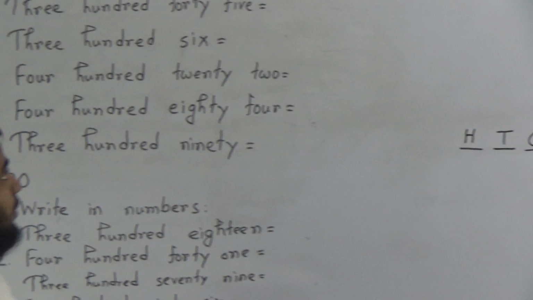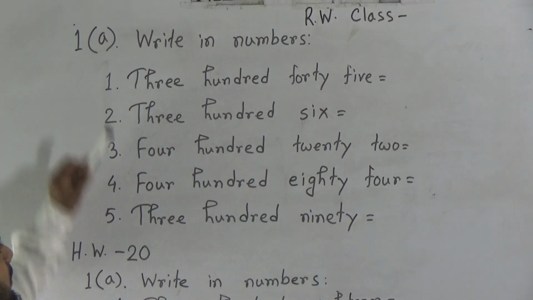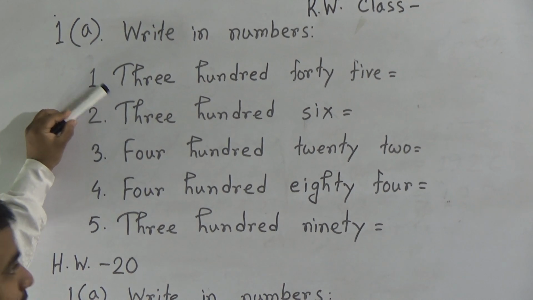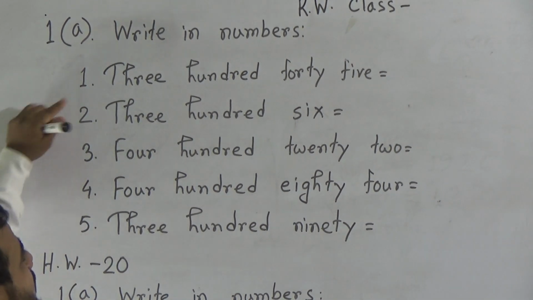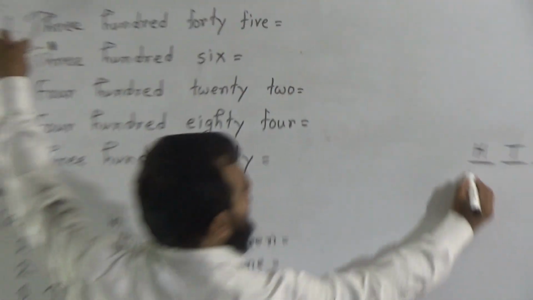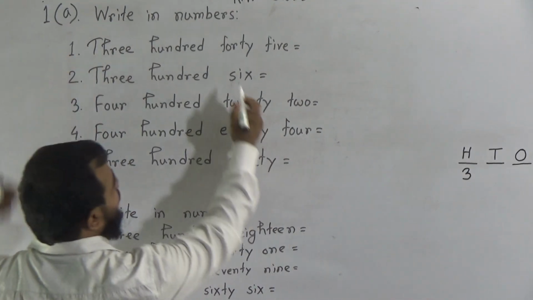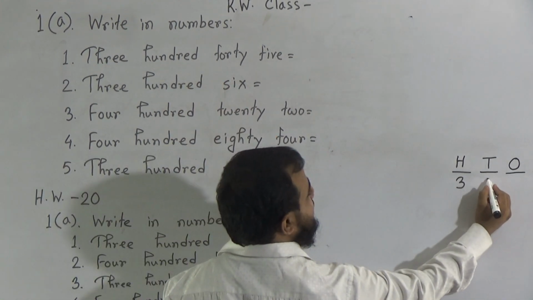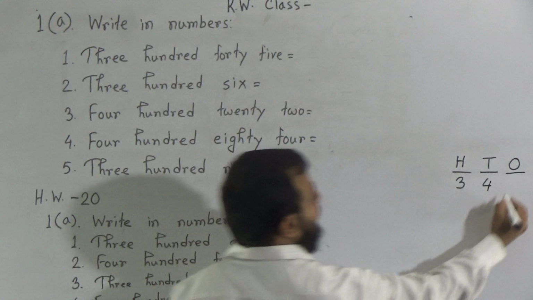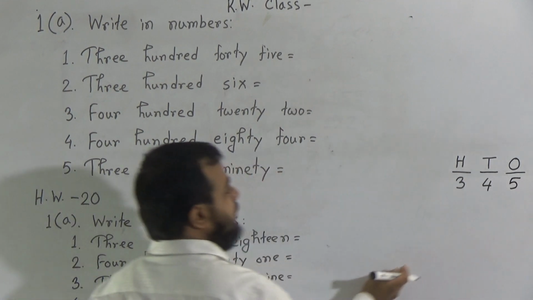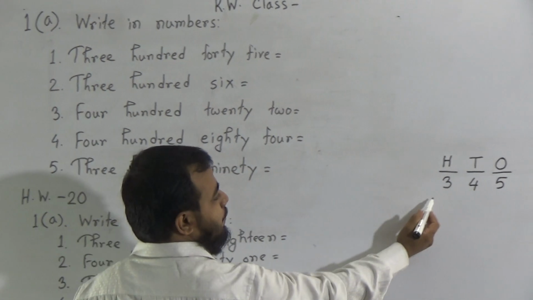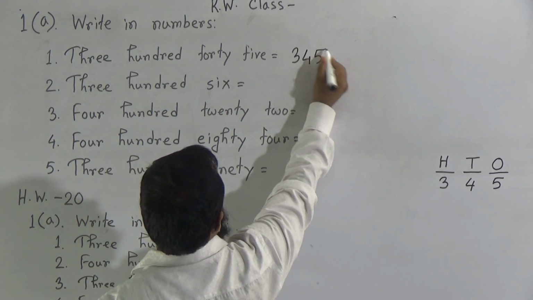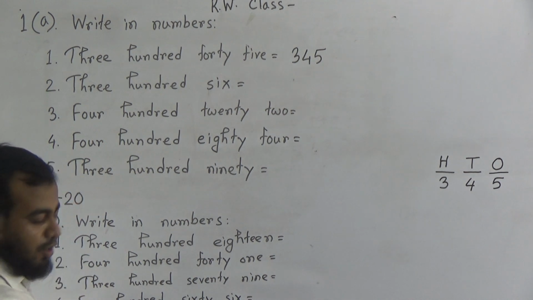Now to write down the first number, it's 345. To write down 345, we have to write down 3 in the hundreds position. Then for 45, to write down 40, we write 4 in the tens position, and 5 is in our ones position. So 345 is 3, 4, 5. This is our 345.